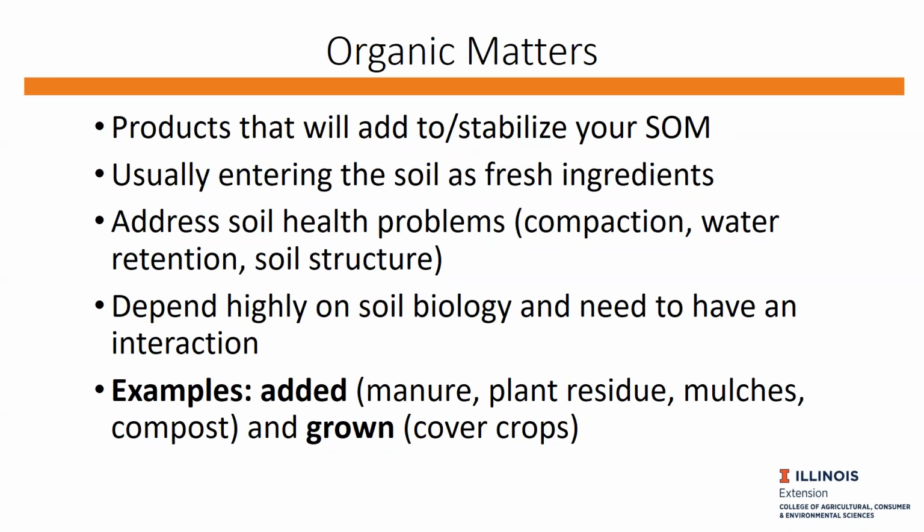This interaction really needs to occur in order for my organic matters to break down to eventually enter into that soil organic matter percentage. There's two broad categories of organic matters in this case. The added, so this is something with manure, plant residue, mulches, compost, something in which you're actually bringing and adding onto the soil surface or turning into the soil itself. And then you have your cover crops. So you're actually growing your own organic matters, both above ground and below ground in this situation.